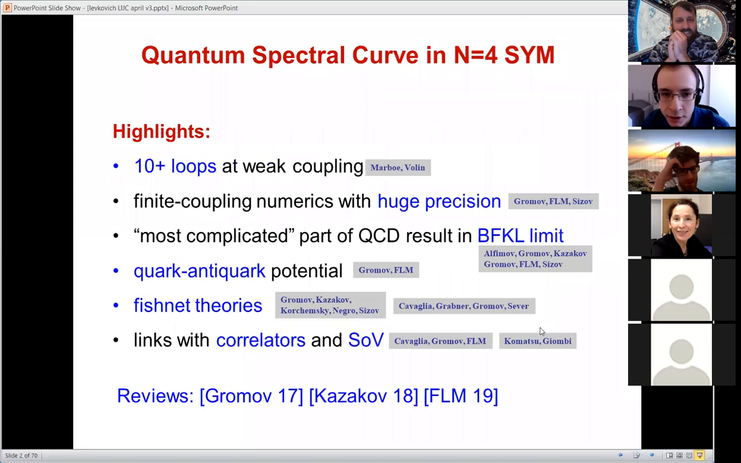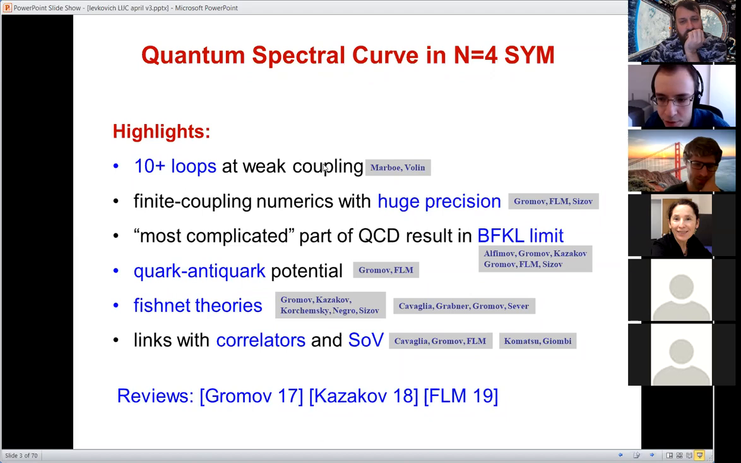To highlight some of the results, the first major result was high order weak coupling computations. By now they have a package in Mathematica which can reach at least 10 loops or even more. And it works more or less for all operators in the theory, which is itself a rather non-trivial achievement. Then one can do numerics at finite coupling with a huge precision of 60 digits or more.